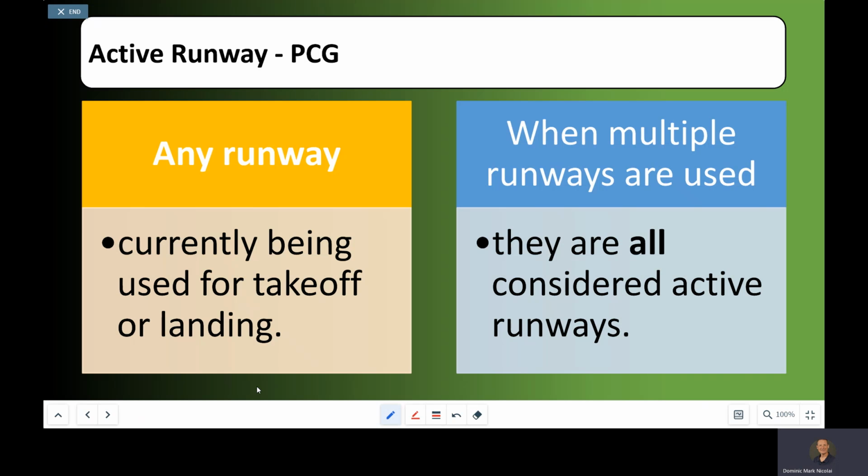All right, just making sure we understand what is an active runway. Any runway that ATC is using for takeoff and landing purposes. If ATC is using multiple runways, then they're all considered active.